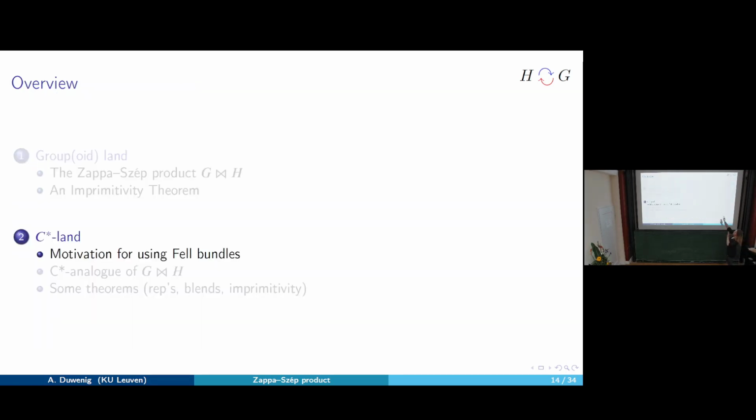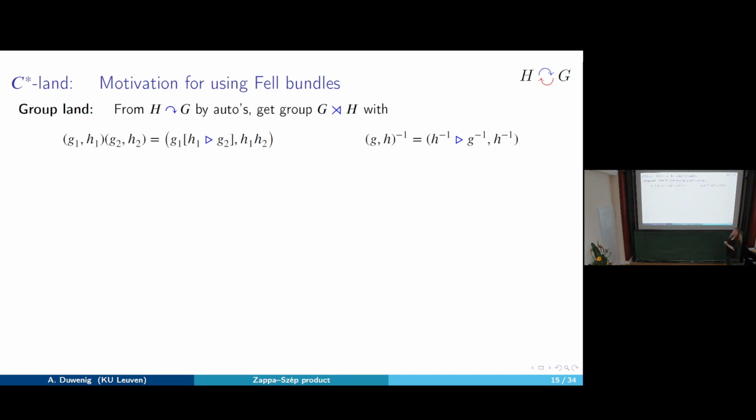Okay, so moving on from groupoid land to C-star land, because maybe groups are not your thing. So let me just remind you one more time. I'm going to repeat myself a lot, because otherwise people get lost, I think, with all the symbols floating around. In group land, left action by autos gave us the semi-direct product, was this structure. And we know what happens for C-star land in this case. So we know exactly what the C-star algebraic analog of the semi-direct product is.